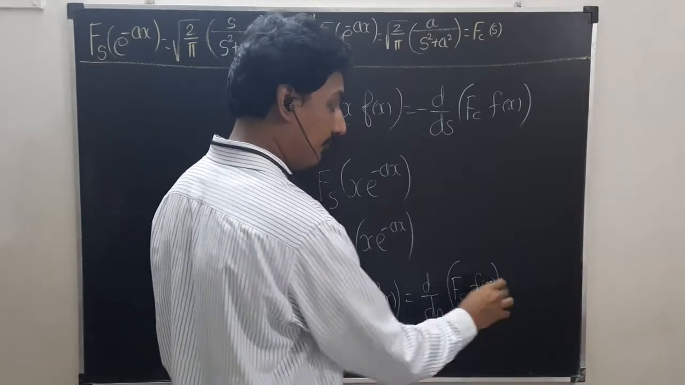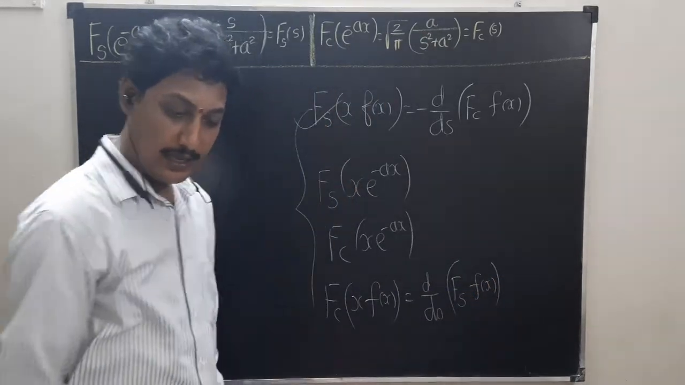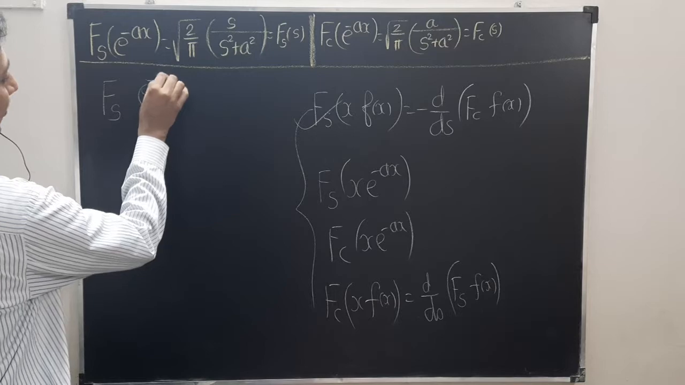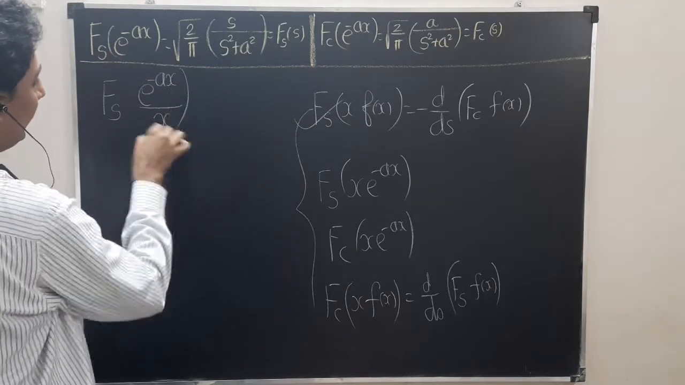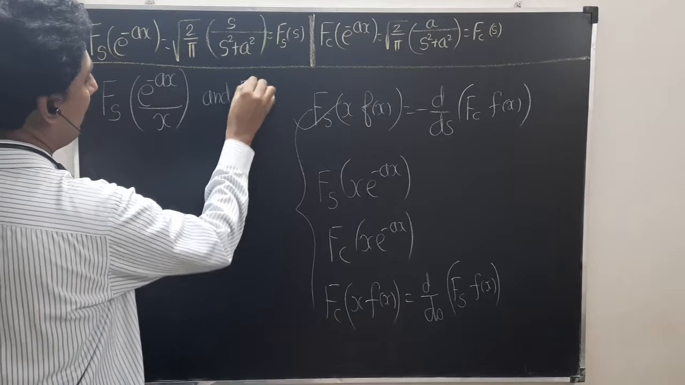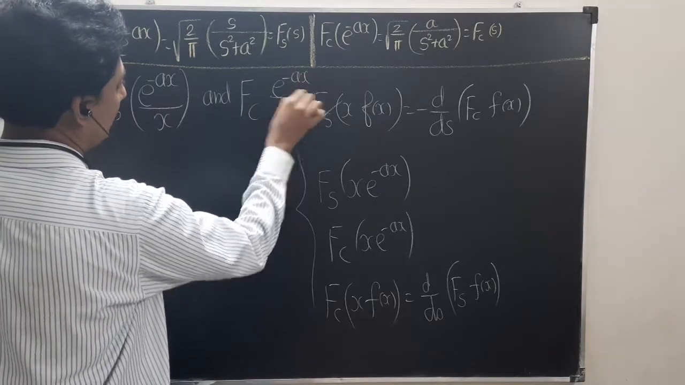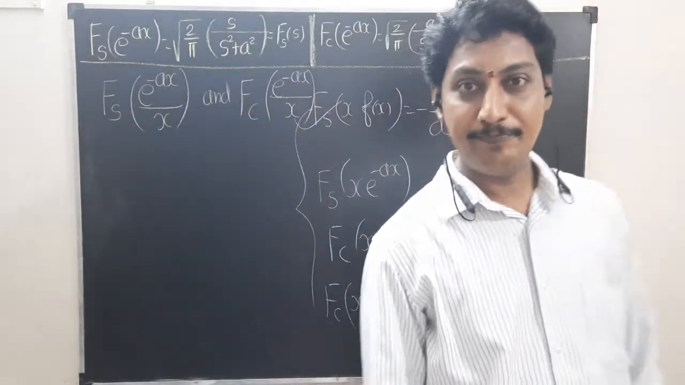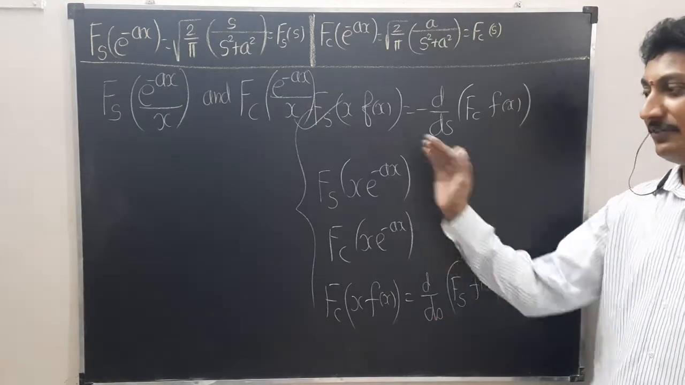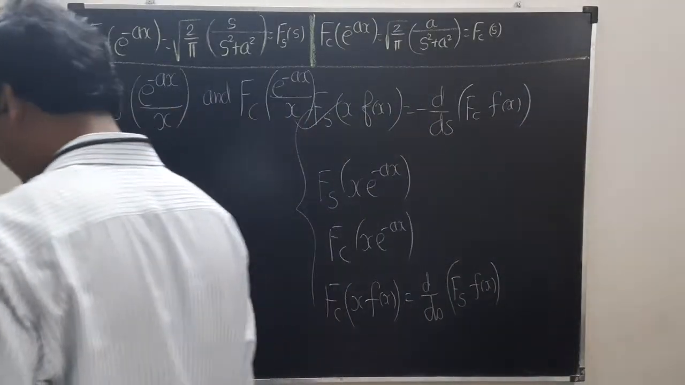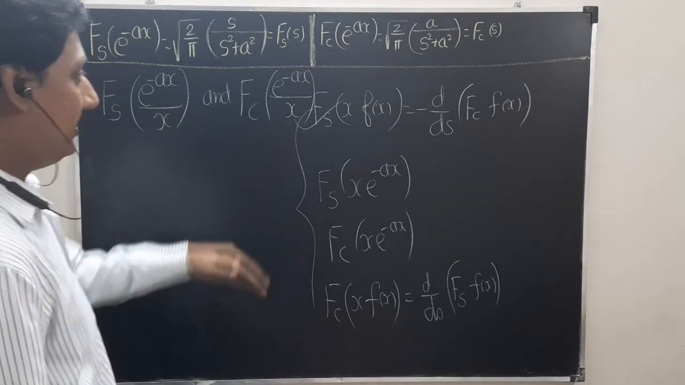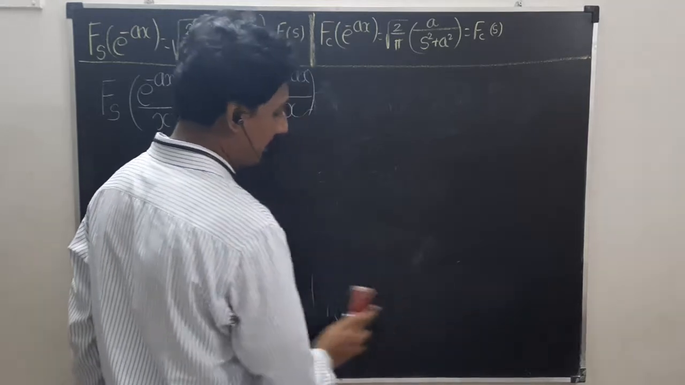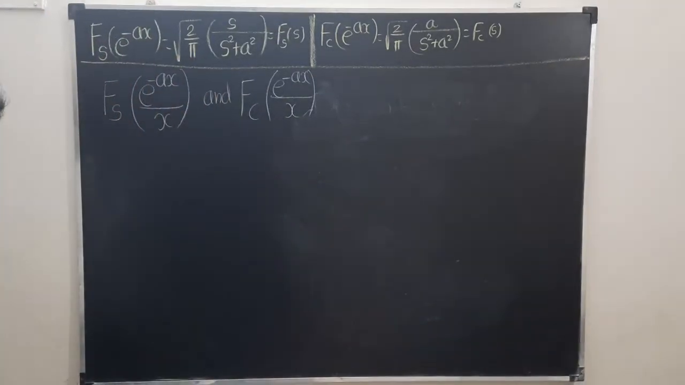I made a separate video for this, but this time I am going to find the Fourier sine transform of e to the power minus ax by x and the cosine transform of e to the power minus ax by x. So this time we go for division by the polynomial term x. For a product we use the property, but now it is a division, and there is no property available in the division format. So I use something different, with the help of the classical definition of the Fourier sine transform and the cosine transform.